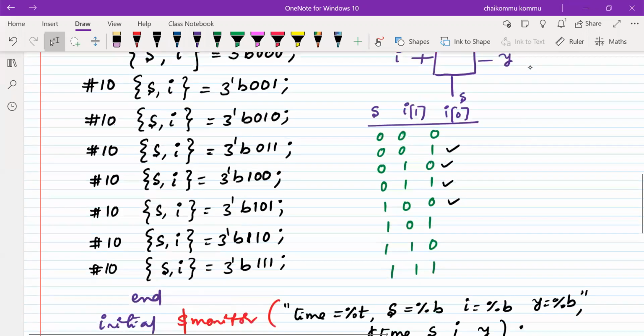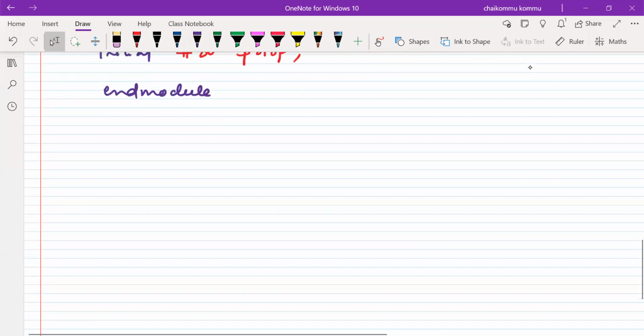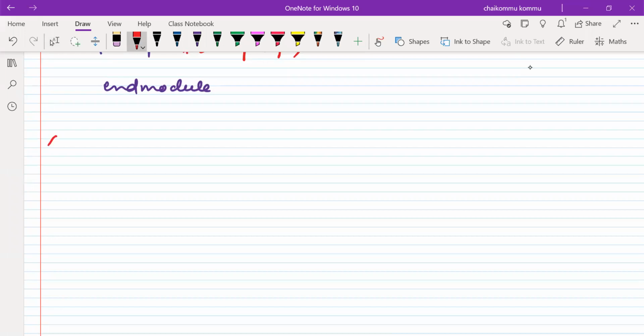Let us take another example. Let us write a Verilog program for a 2x4 decoder. Can you please write the Verilog code for the 2x4 decoder using gate level modeling?